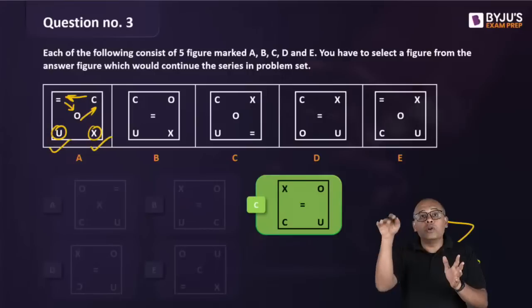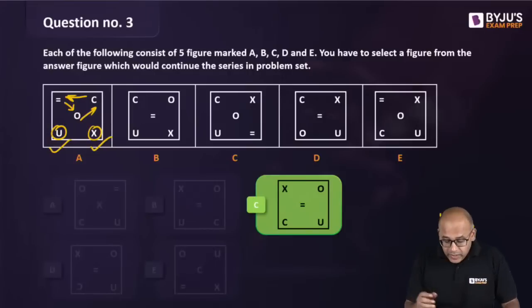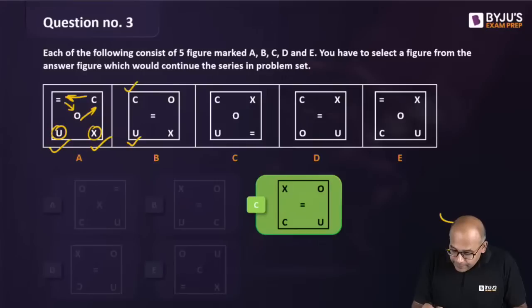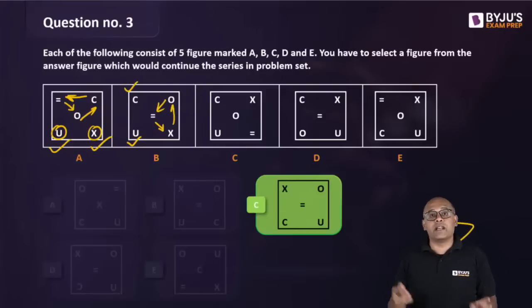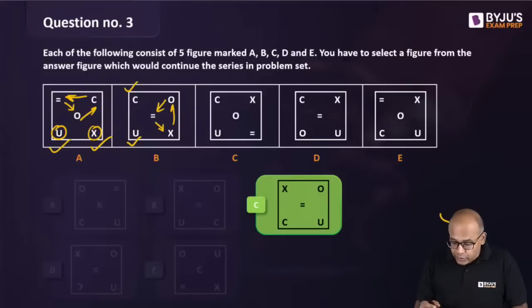So counterclockwise, top got rotated. Top and center got rotated. Then what happened? U is in the same place. C is in the same place. Then counterclockwise, your equal to came here, X went here and O came to the center. Again, this time right side and center counterclockwise. Let's continue. Now what is in the same place? C is in the same place and U is in the same place. Oh sorry, my bad.